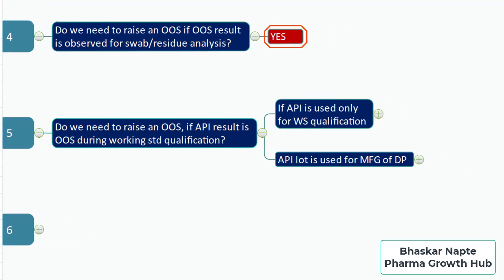Understand, this question also needs to be answered in two different ways. You need to understand if the API is used only for working standard qualification. Sometimes we get the API from the supplier just for working standard qualification, right? So you get, let us say, 100 grams of the API, and now you are making the working standard out of that 100 gram quantity of the API. So what are you going to do?